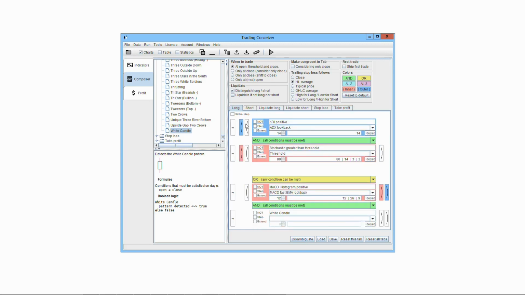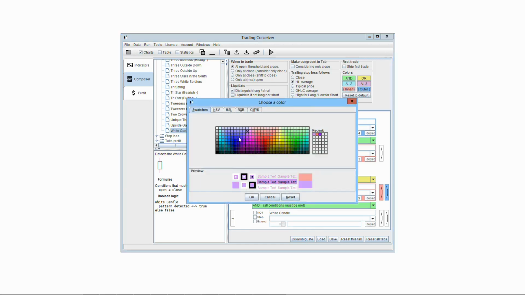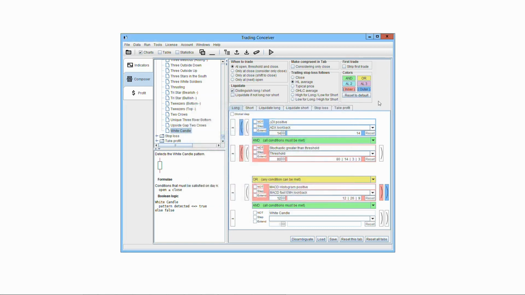In order to make operators and arguments of parentheses more visible, the background is colored according to the parentheses. You can select the color of inner and outer parentheses by clicking on the corresponding button in the Colors pane.